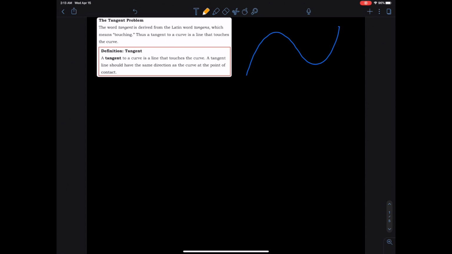The first lesson in differential calculus, we have to deal with the word tangent. So what is tangent? The word tangent is derived from the Latin word tangens, meaning touching. Thus a tangent line to a curve is a line that touches the curve. The definition of tangent is: a tangent to a curve is a line that touches the curve. A tangent line should have the same direction as the curve at the point of contact.